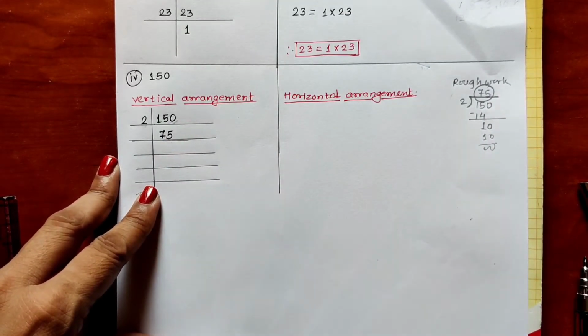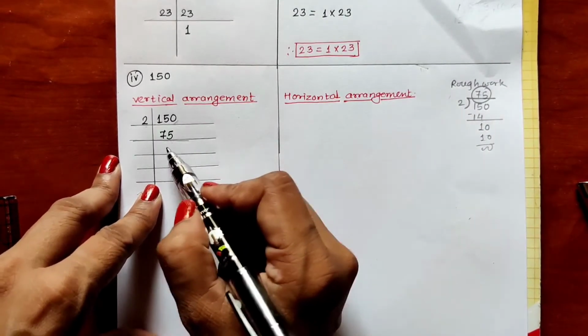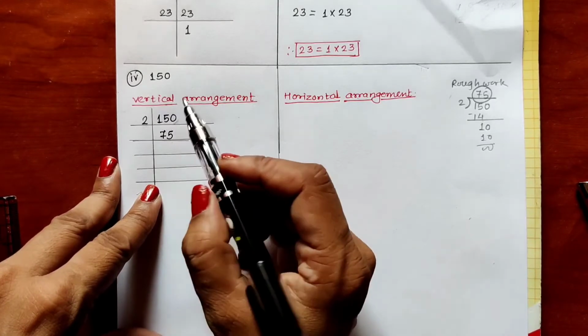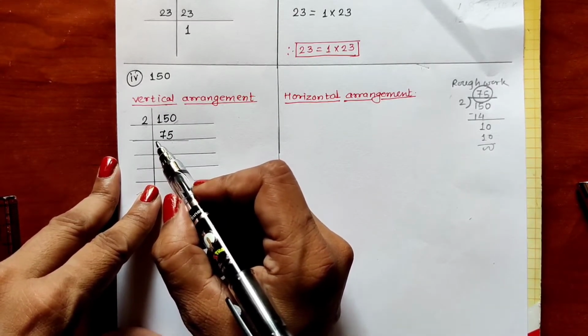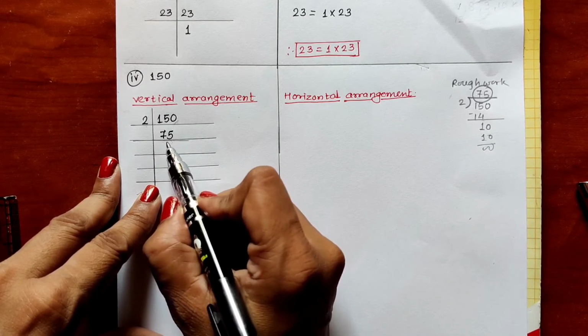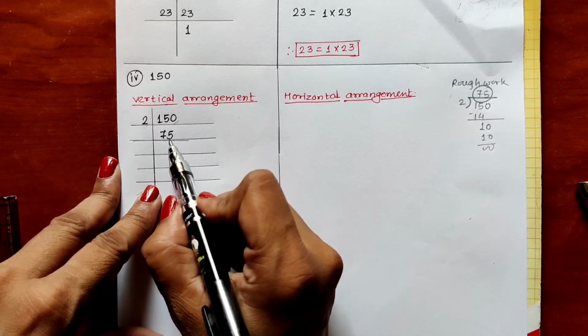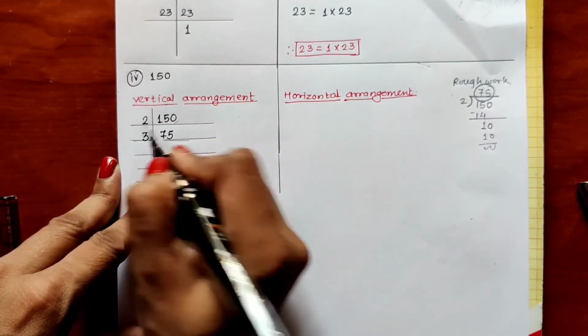Now 75, in 75 5 is there in the unit place. That means this number is not divisible by 2. Let us see whether it is divisible by 3 or not. We can check it by the test of divisibility. 7 plus 5 is 12 and 12 is there in the table of 3. That means 75 will be divisible by 3. So the factor of 75 is 3.